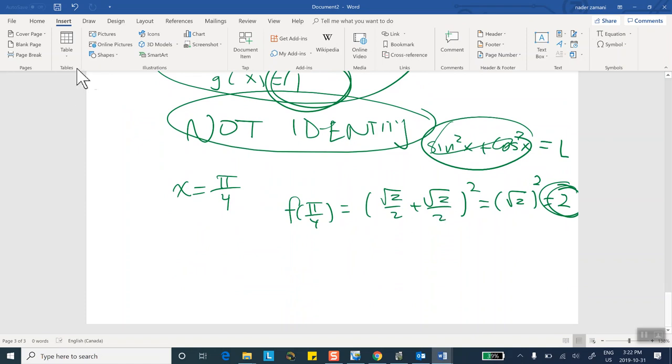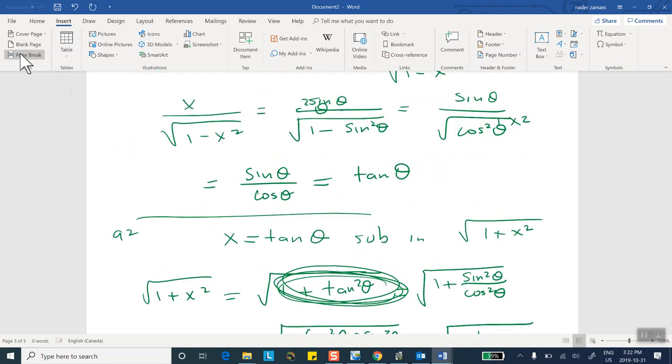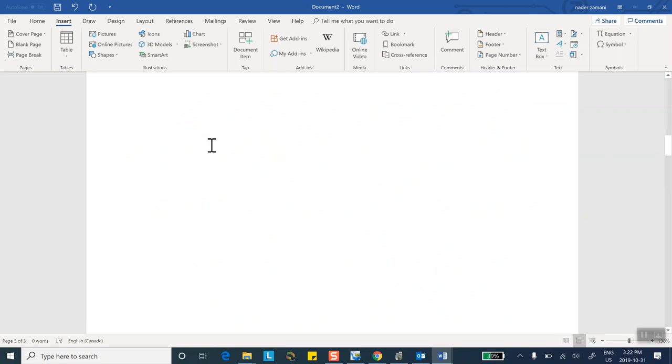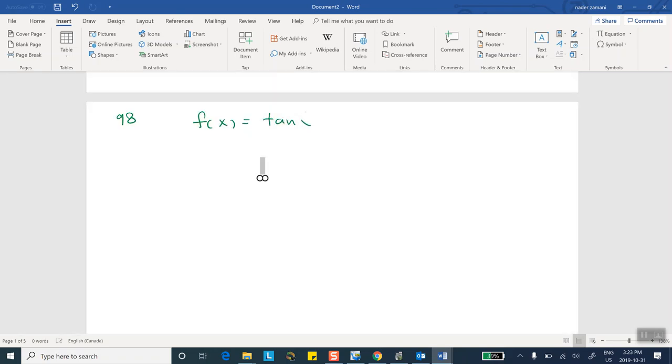All right. So the last problem that I want to do is here. F of x is number 98. Now f of x equal to tan of x times 1 plus sine x, and g of x equal to something ugly, sine x cos x over 1 plus sine x.